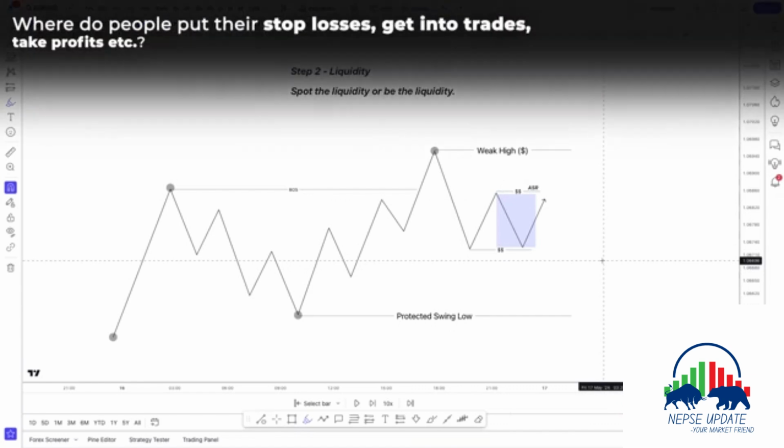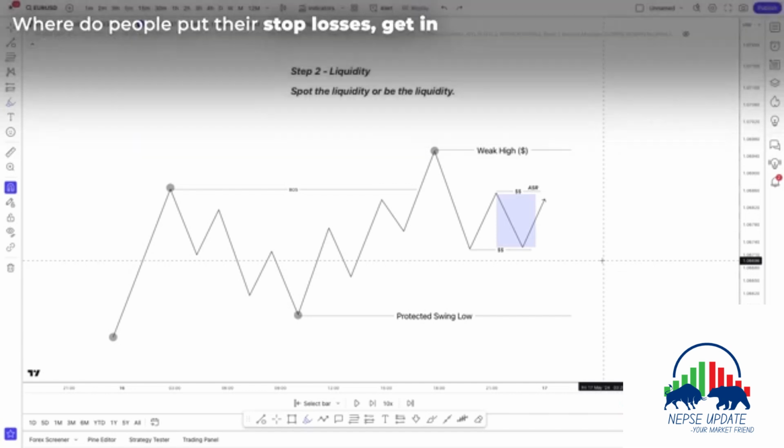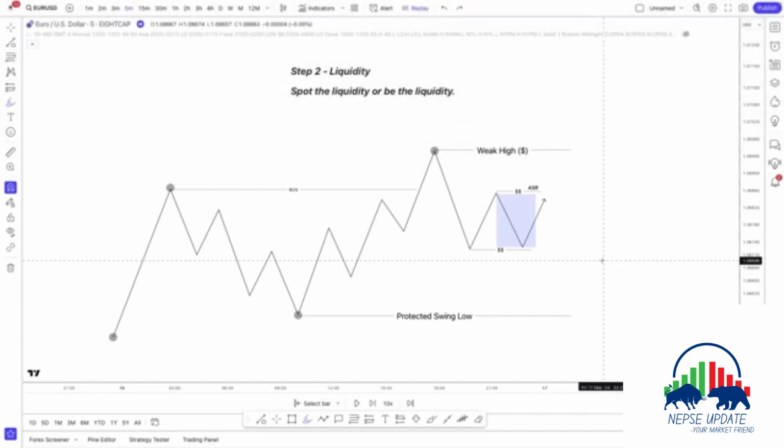Where do people take their profits? And where do people get into trades? The most common places for that are things like trend lines, equal lows, equal highs, time-based highs, external swing highs, right? These are all areas in which people are looking at taking profits, getting into their trade, or stopping their trades out at a loss, right?